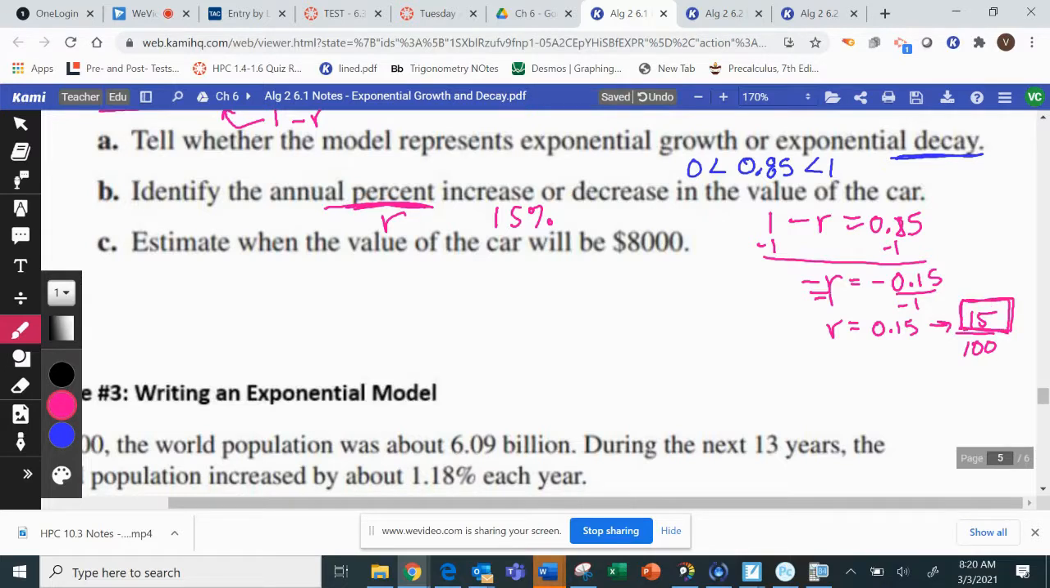And then estimate when the value of the car will be $8,000. So when will the car value be $8,000? We're going to put 8,000 in the Y spot. Nope, we're not. I lied. You guys can tell me what I did wrong when I write this out.